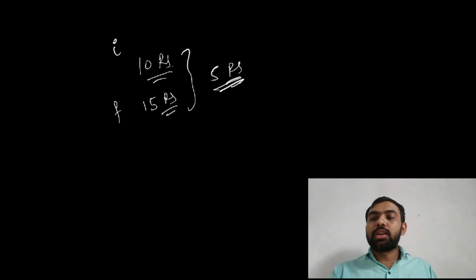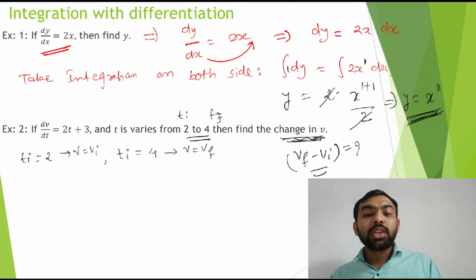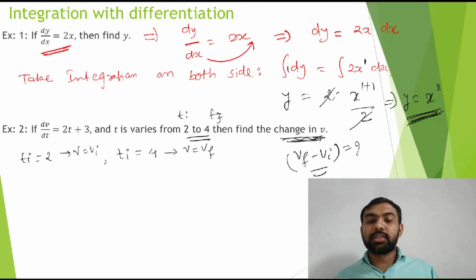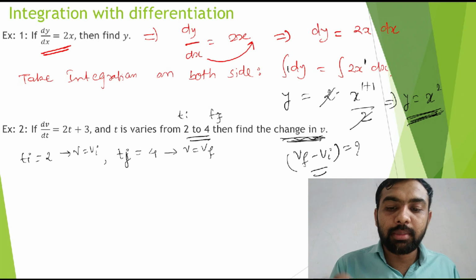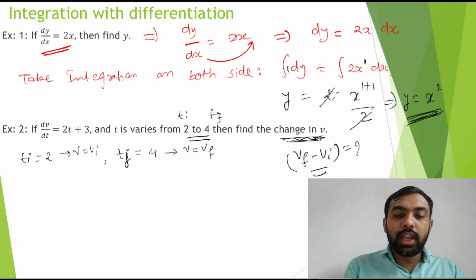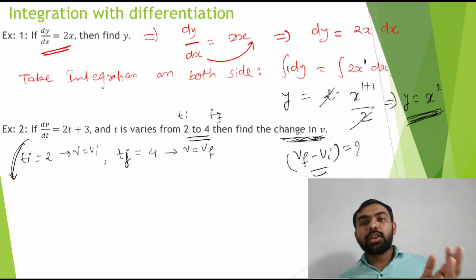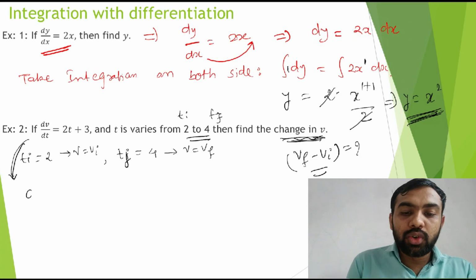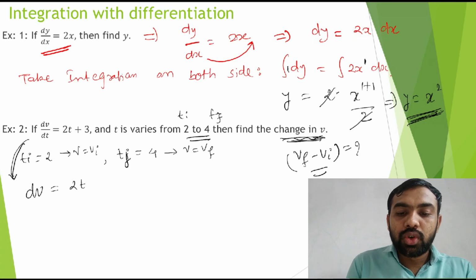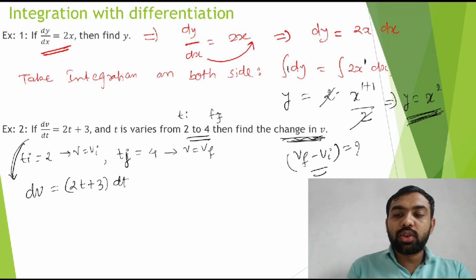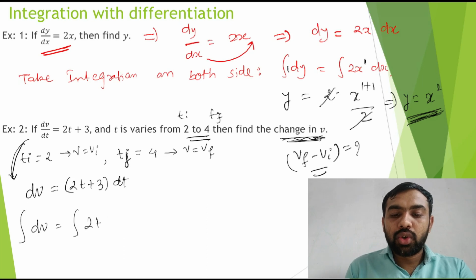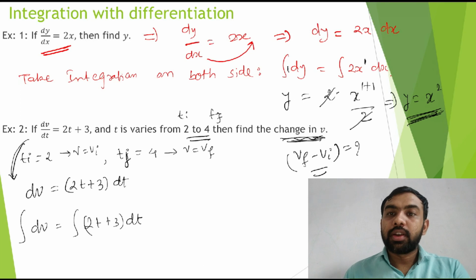Let's see, here we have to find this one. So t initial to t final, t final is 4, my mistake. So again use the same rule. Take all the v terms on one side and all the t terms on the other side. So dv is equal to 2t plus 3 dt. Take integration on both sides. So integration dv is equal to integration 2t plus 3 dt.